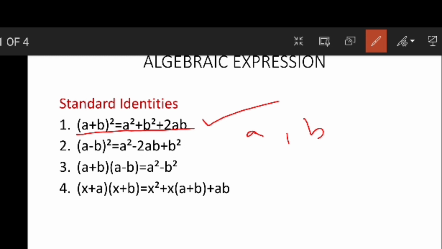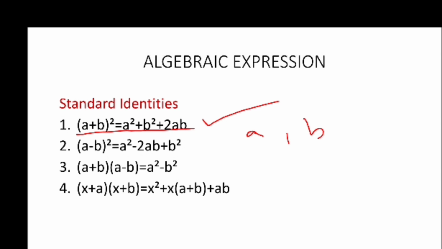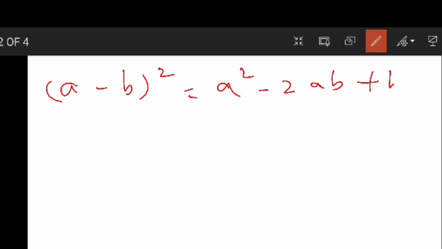Next we will see (a minus b) the whole squared is equal to a squared minus 2ab plus b squared. Okay, see, I am going to give values again for these a and b. Okay, so first of all write the identity. So here I am going to give a as 2 and b as 4. Any value you can choose.